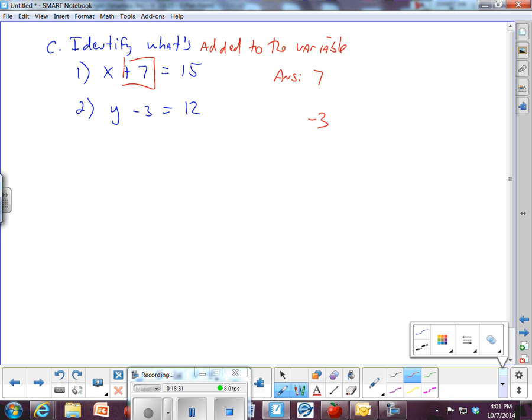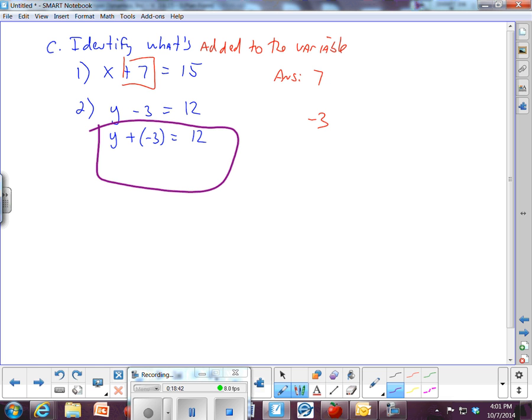You say, wait a minute, I don't see that. Can I refresh your memory? Do you remember that this is the exact same thing? Aren't those the same? We talked about this in the beginning of the school year, right? That y plus a negative 3, or a number minus 3, is the same as that number plus the negative of that number. So isn't a negative 3 added to the variable y? Sure it is. And we would move that negative 3 by adding its opposite to both sides.